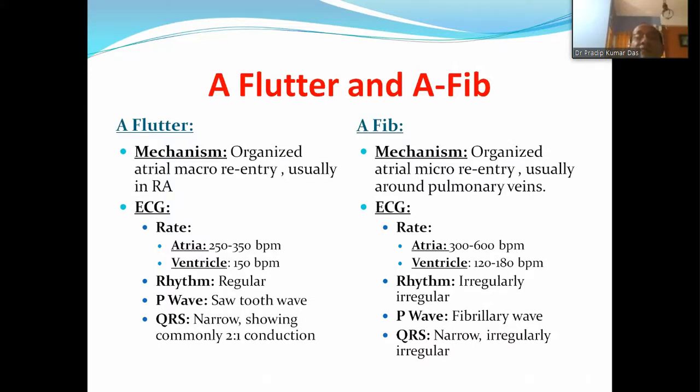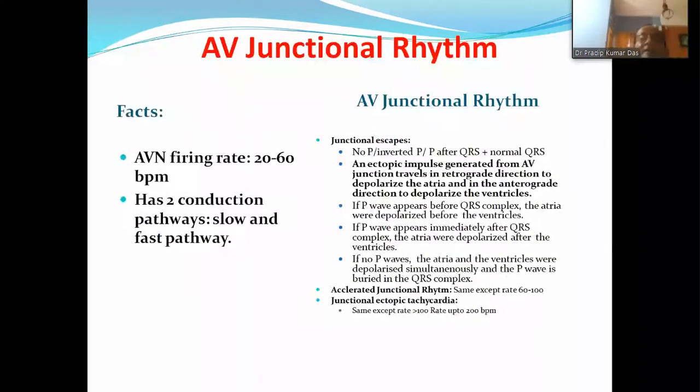In case of AFib, the mechanism is atrial micro re-entry, usually around the pulmonary veins. On ECG, the atrial rate is 300 to 600. The ventricle can beat from 120 to 180. Rhythm is irregular. P waves show fibrillary waves. QRS is narrow and irregularly irregular.